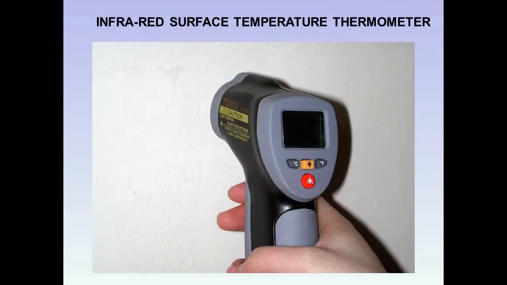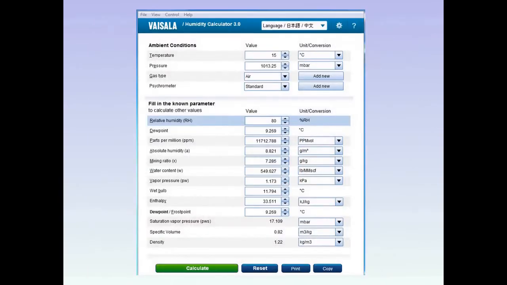So what we have to do now is measure surface temperatures, and for this one can use an infrared surface temperature thermometer. If the surface temperature is above 12 degrees, then condensation will not be occurring. If it's below 12 degrees, then condensation will be occurring. Alternative to a psychrometric chart, one can use one of these pre-prepared calculators. And this is quite a useful one, this Vaisala. Put your data in and it'll give you all the answers you want.